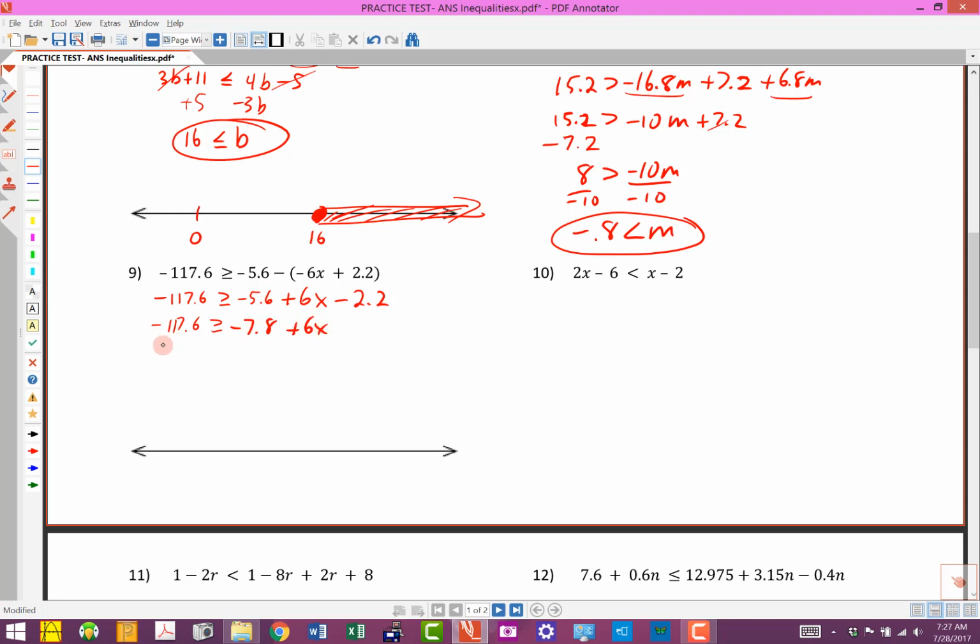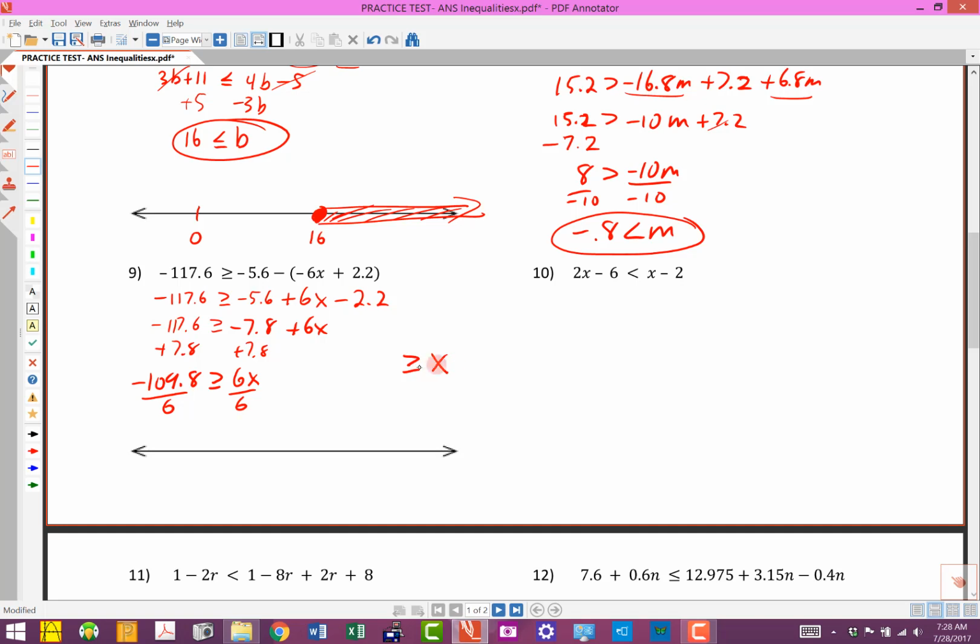Move this one to the other side. So we're going to add 7.8 to both sides. So let's see what we get here. If we were to throw that in the calculator or do that by hand, we're going to end up with negative 109.8. Again, we haven't done anything to change the direction of the inequality so far, and it looks like we're not going to be doing anything that does that. So we're going to divide by 6, positive 6, so that doesn't change it. So we end up with an x over here.